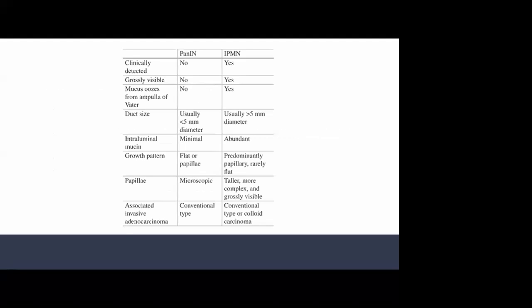Coming to the differences between pancreatic intraepithelial neoplasia and IPMN, as I already told, both are considered to be the pre-invasive lesions or pre-malignant lesions of pancreatic adenocarcinoma. But as already mentioned, PanIN or pancreatic intraepithelial neoplasia is not clinically detectable. It is more a microscopic diagnosis or pathological diagnosis, whereas IPMN forms characteristic clinically visible lesions.